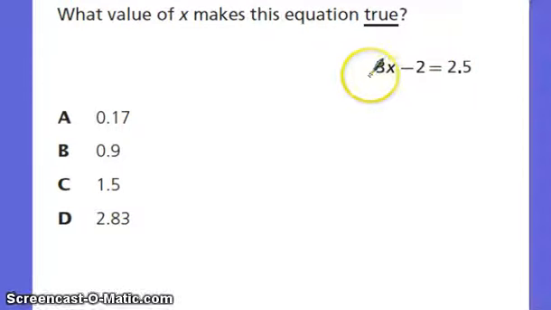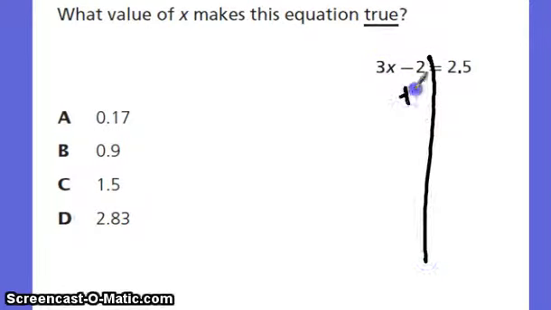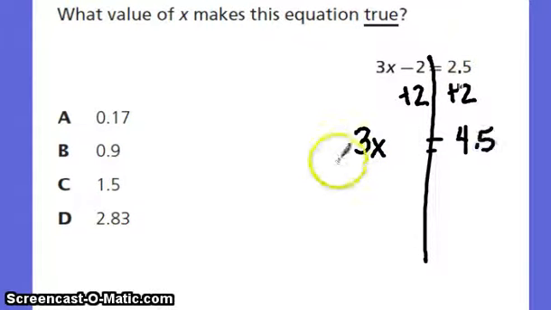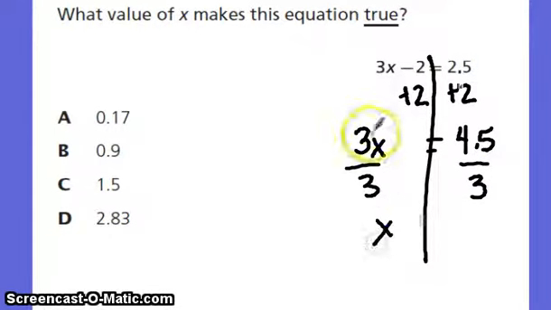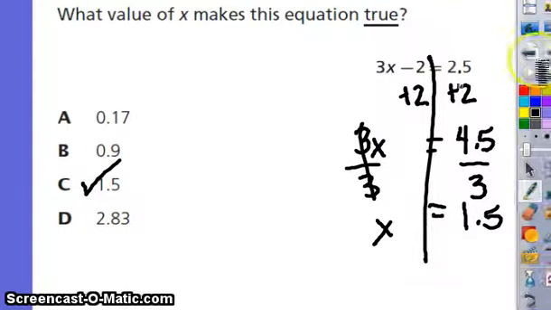What value of x makes this equation true? So we add 2, and 3x, that's the inverse operation up there, is equal to 4.5. I'm going to divide both sides by 3. That leaves me with x here, and that leaves me with 1.5 here. And there's the correct answer.